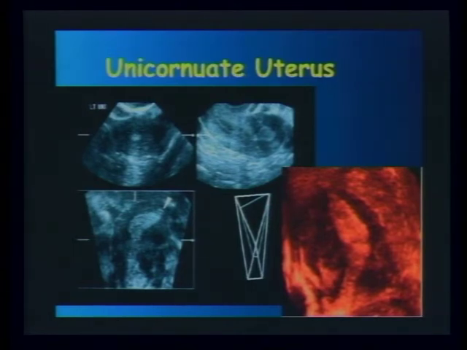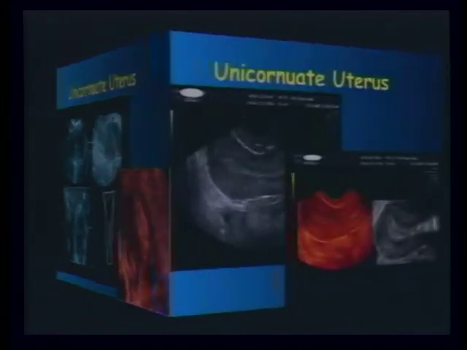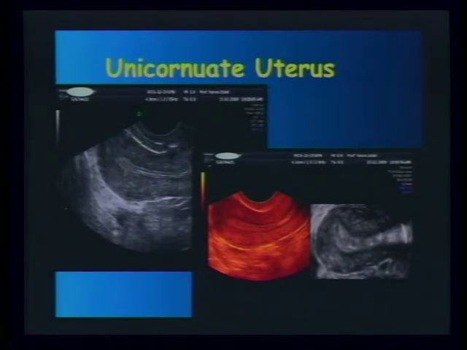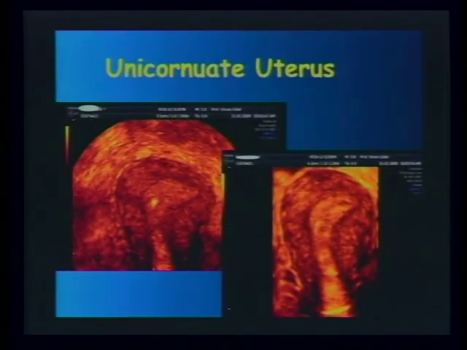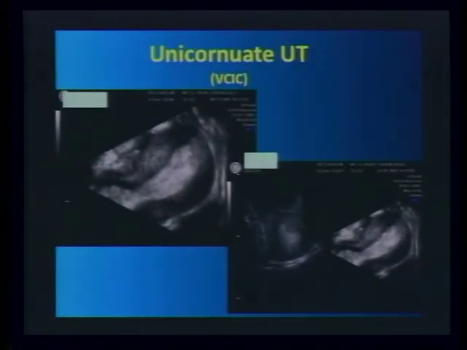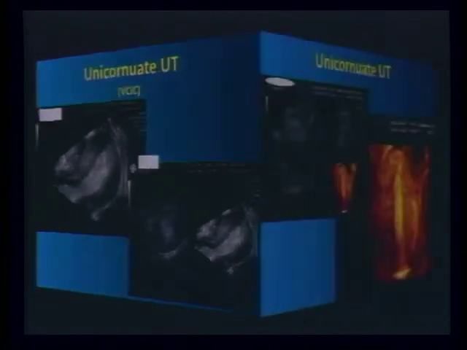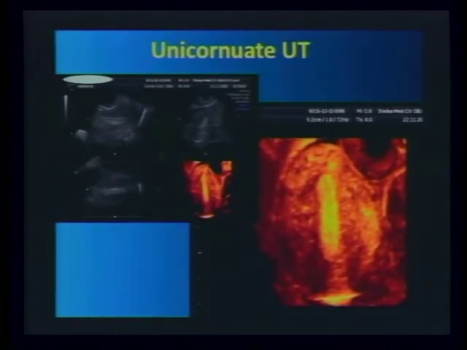Let's move to unicornuate uterus. You can see that in 2-dimensional ultrasound, you can hardly differentiate the unicornuate uterus, while in 3-dimensional ultrasound, it is perfectly seen and demonstrated. Another case of ours, this is the 2-dimensional ultrasound, but only when you do the 3-dimensional ultrasound, you can see only one uterine cavity. Another case with only one uterine cavity, and a very recent case with a very narrow unicornuate uterus.